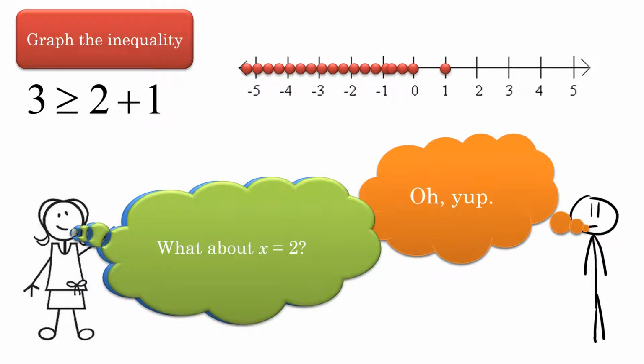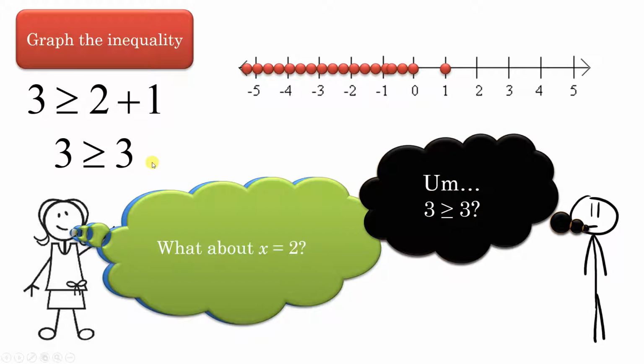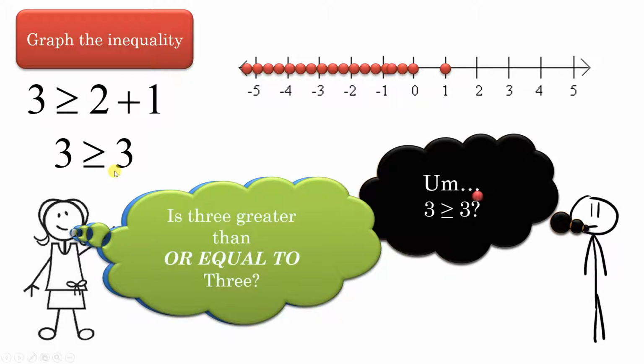And, well, let's try 2. 2 plus 1 is 3. 3 is greater than or equal to 3. Wait, is that true? You see, greater than or equal to. Well, one of those two parts has to be true. Is 3 greater than 3? No, but or means, is it maybe then equal to 3? Greater than or equal to? So since 3 is equal to 3, yeah, that's an answer right there.